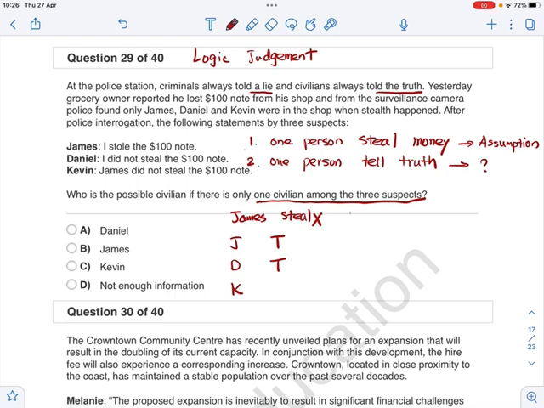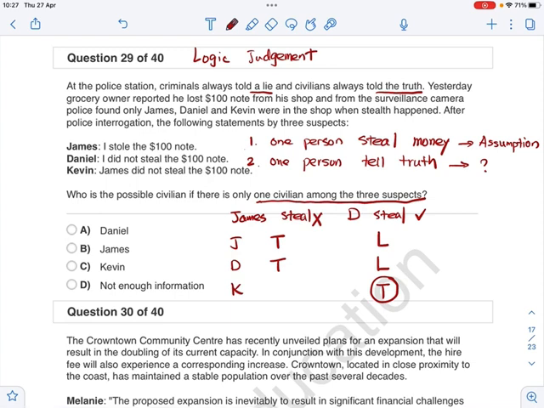So we do the next one. If Daniel is the one who stole the money, we do the same judgment. James said, I stole the money, which is a lie. Daniel said, I didn't steal it, which is also a lie. Kevin said, James didn't steal the money, which is true. Now we know Daniel could be the one who stole the money, and Kevin is the one telling the truth, which means Kevin is the civilian.